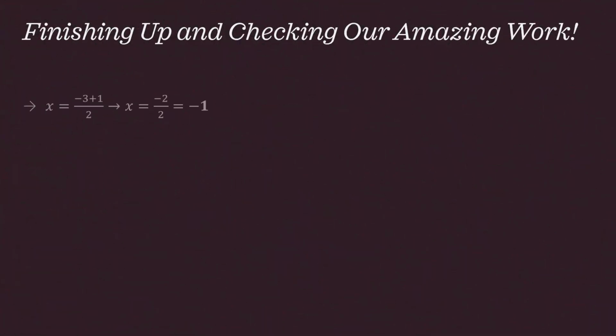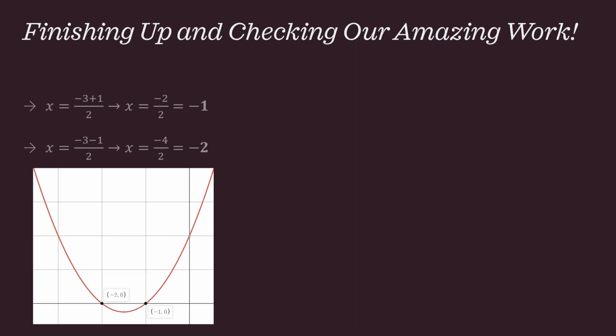Let's do -3 plus 1, which gives us -2, which we then divide by 2, giving us -1. Then we'll do -3 minus 1, which gives us -4, and again divide by 2, leaving us with -2. So we've discovered that our zeros are at x equals -1 and x equals -2. We can go back and look at our graph, and sure enough, we are geniuses and our math is correct.